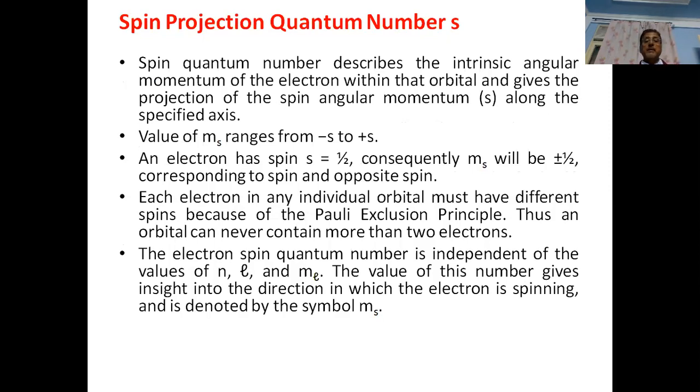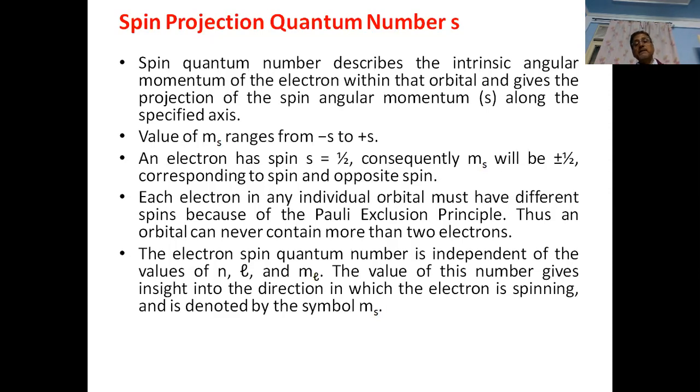Now, the spin projection quantum number s. A spin quantum number describes the intrinsic angular momentum of the electron within that orbital and gives the projection of the spin angular momentum along the specified axis. The value of ms ranges from -s to +s. An electron has a spin s equal to half. Consequently, ms will be plus half and minus half, corresponding to the spin and opposite spin.